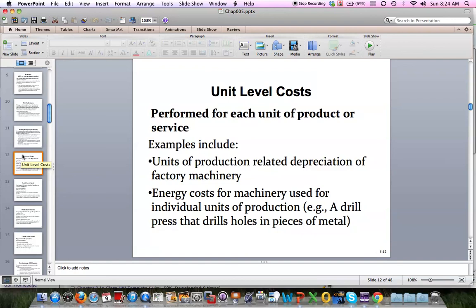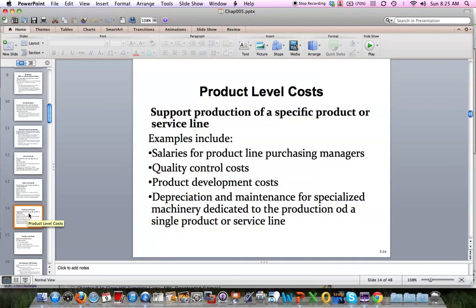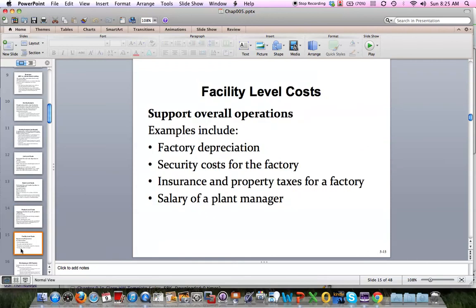Okay, so some more examples of unit level then. And of course, they're giving us those again on about the middle of page 136. Some more examples of unit level include units of production related to depreciation, energy costs for machinery used for individual units of production. Batch level, some examples: machine setups, quality control, wages for workers that move product within the factory, energy costs for machinery that's used for multiple units of product at the same time. Product level examples: salaries for product line purchasing managers, quality control, product development, depreciation and maintenance. And finally some facility examples: depreciation of the factory, security, insurance, property tax, plant manager salary, costs that support the entire operation of the factory.